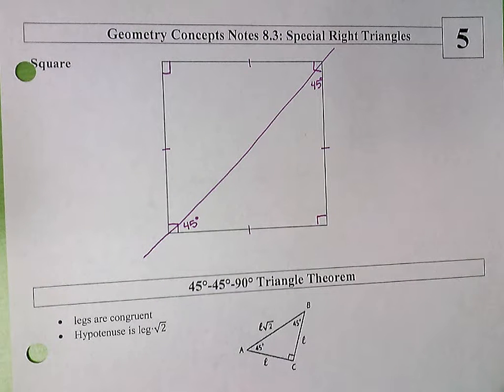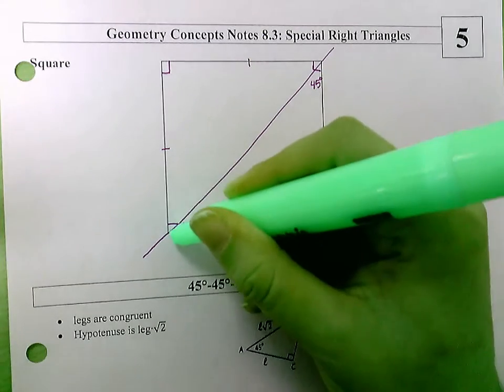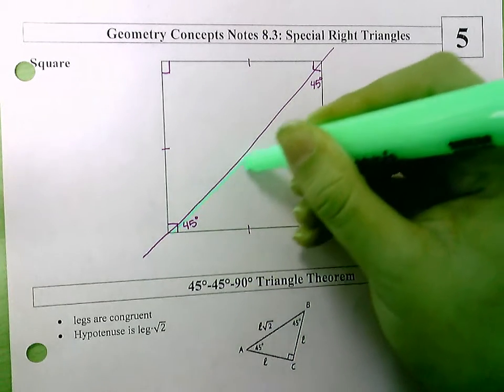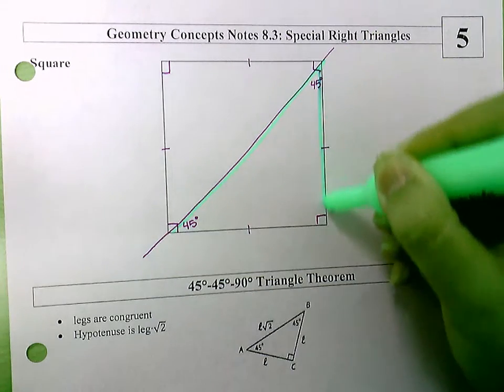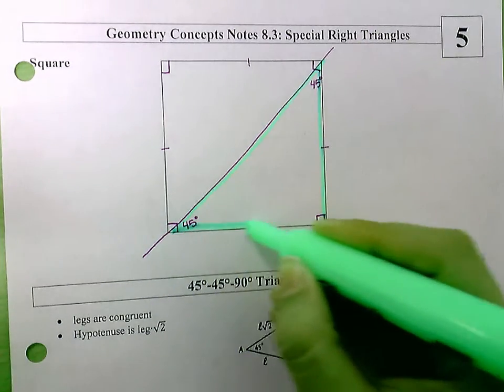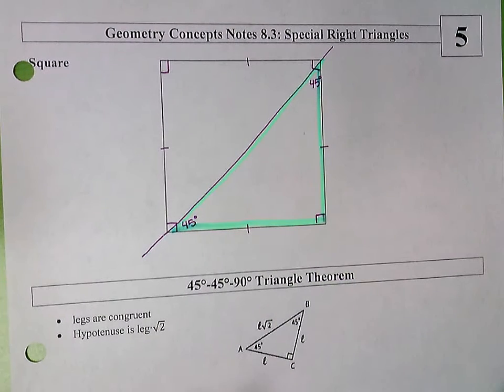Okay, so instead of looking at this whole square, my highlighter shines really bright under this greenness, just so you're aware. It's like a black light. We're going to look at this right triangle right here. Specifically that right triangle there.